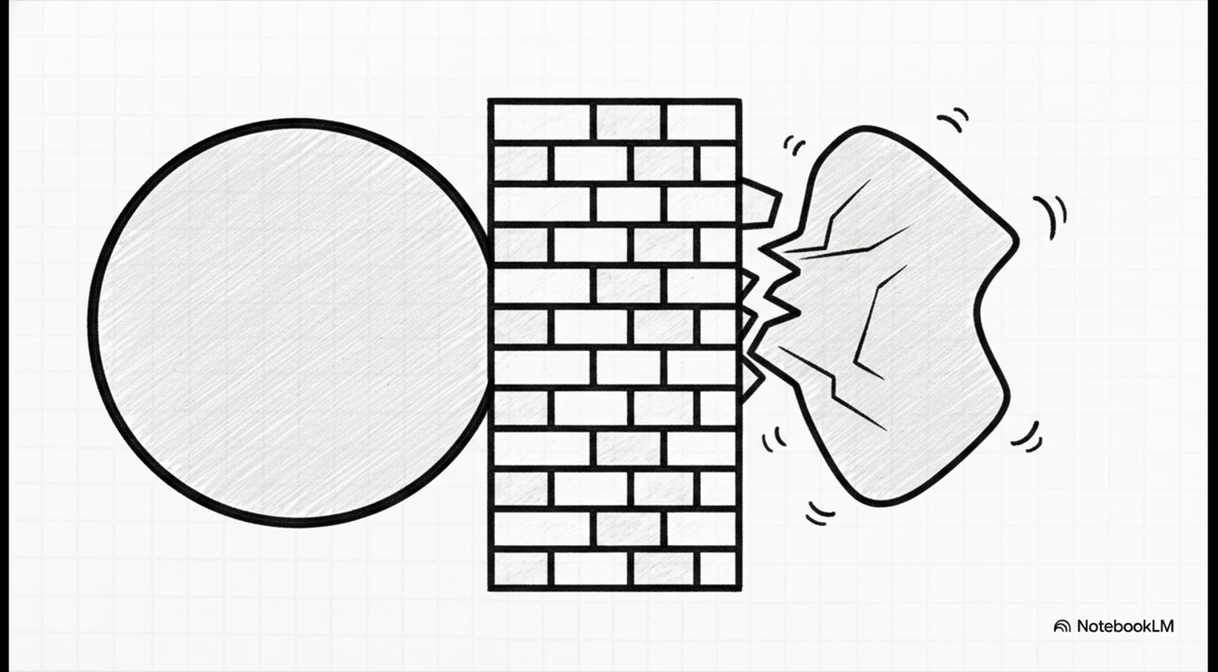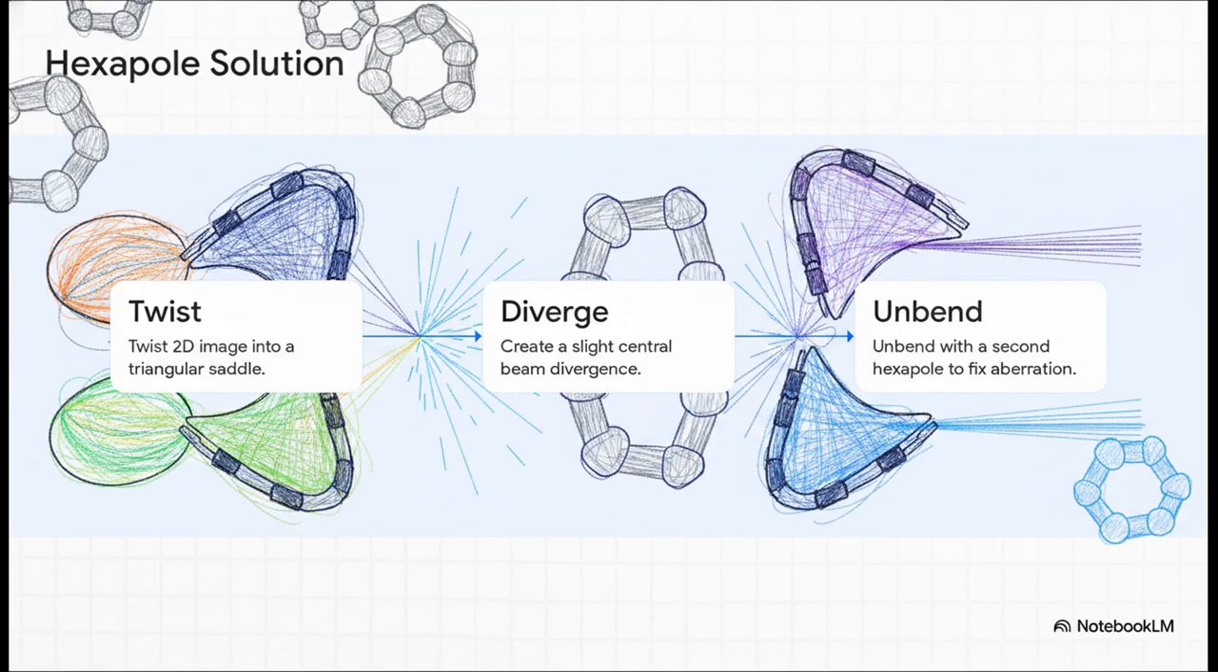Now, to everyone else in the field at the time, this was considered pure madness. Breaking the symmetry of a lens is supposed to instantly and completely destroy the image. But they really believed that if they abandoned symmetry entirely, they just might find a way through the barrier. This brings us to what I think is one of the most elegant engineering solutions in modern physics, the hexapole solution. They used massive, bumpy electromagnets called hexapoles to deliberately distort the electron beam.